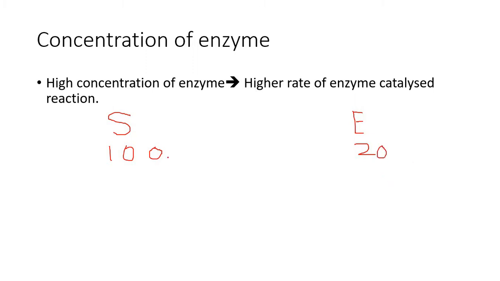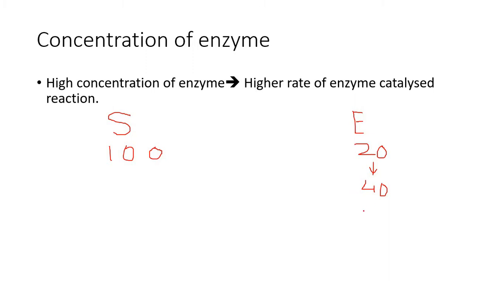Now in this case, what will happen? At a time, only 20 substrate molecules will bind the enzyme molecules, and the remaining 80 substrate molecules will not bind the enzyme. Hence the rate of reaction is somewhat less. Now if we increase the number of enzyme molecules from 20 to, let us say, 40, more substrate molecules will be able to bind the enzyme. As a result, that will increase the rate of the enzyme catalyzed reaction.